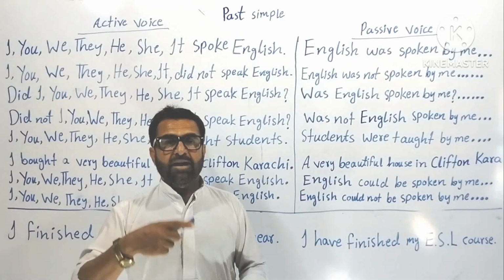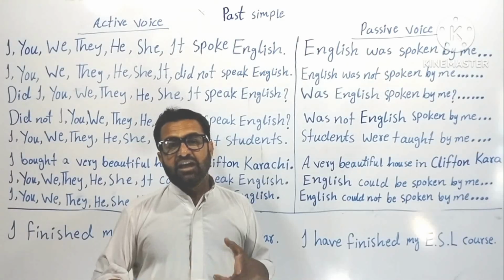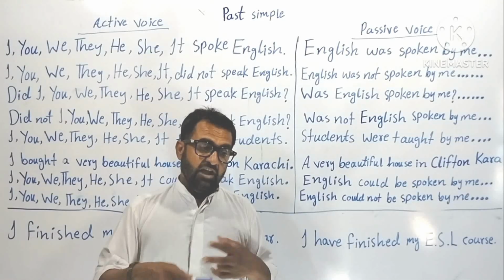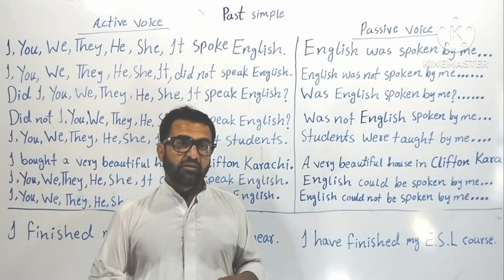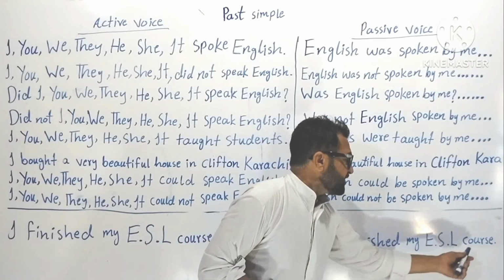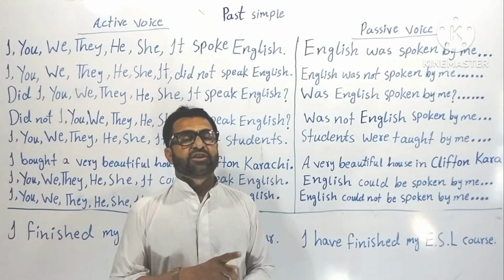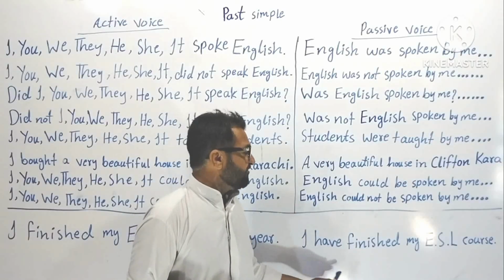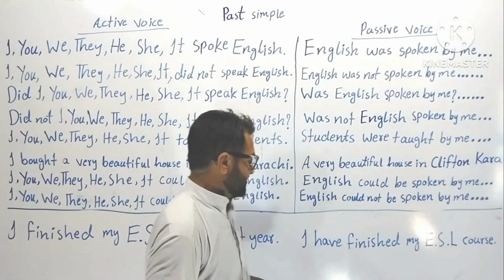So past simple sentences need a time description, a fixed time, a specific time mentioned there. It means I cannot say, I have finished my ESL course yesterday. No. In present perfect, you cannot use such things. Rather you should say, I finished my ESL course yesterday. That is past simple. Understood?